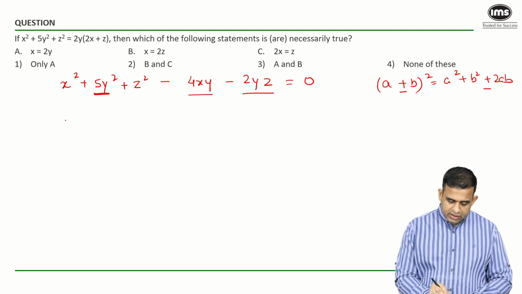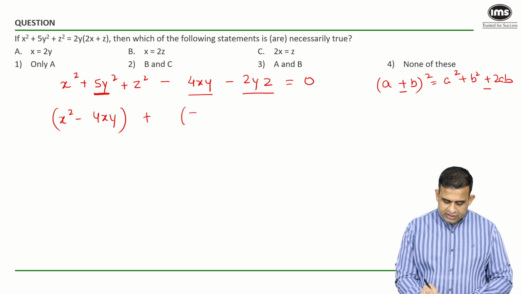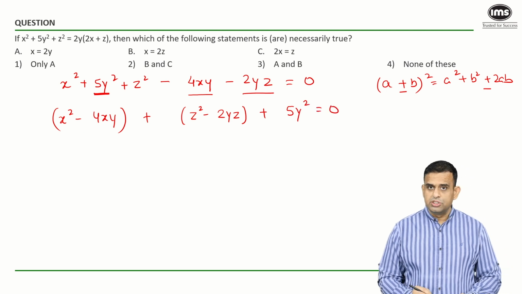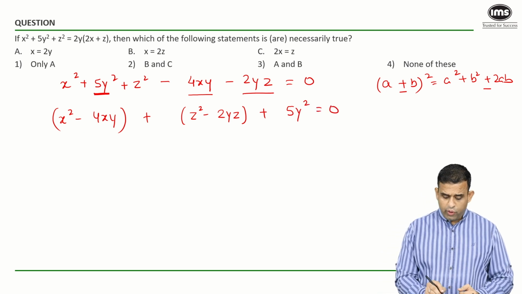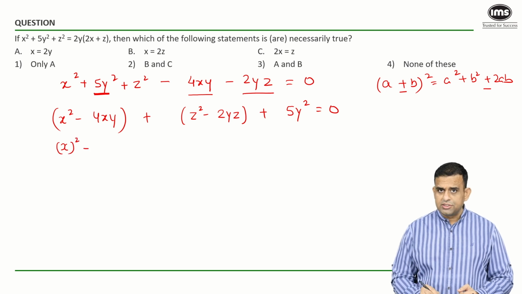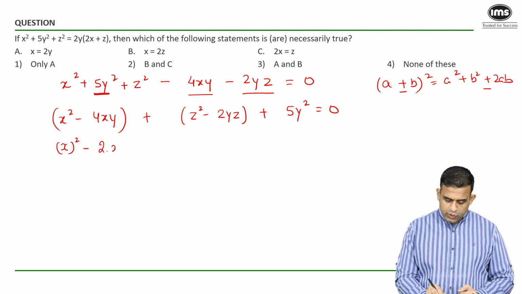So suppose I take this term x square minus 4xy first of all together, then the term let's say z square minus 2yz together, and we have additional 4y square equals to 0. Now at this particular point I can see x square I can write as x whole square minus 2 into x.